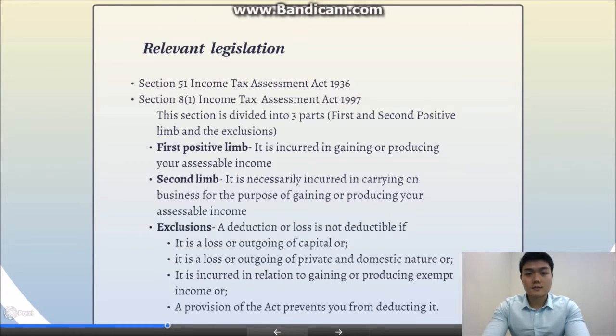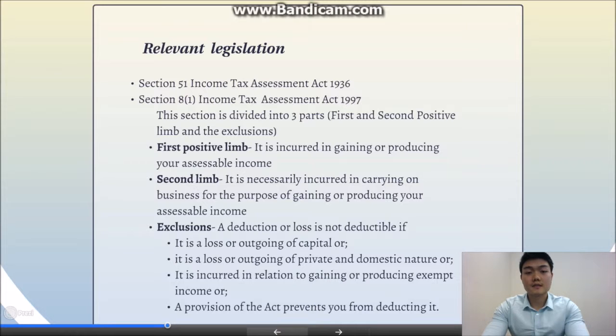The first part is the first positive limb, which provides that any expenses incurred in gaining or producing your assessable income is in fact deductible. The second limb provides that any expenses that is necessarily incurred in carrying on business for the purpose of gaining or producing an assessable income is deductible.